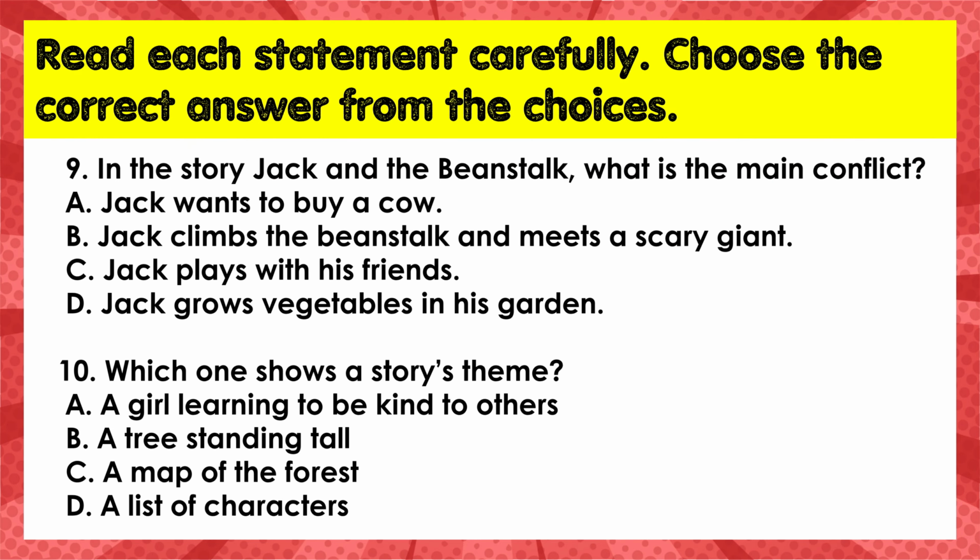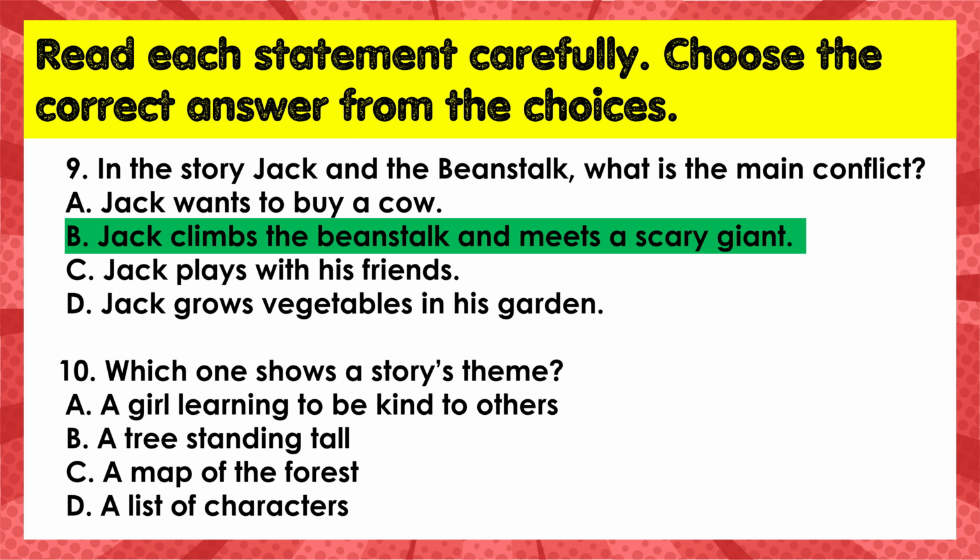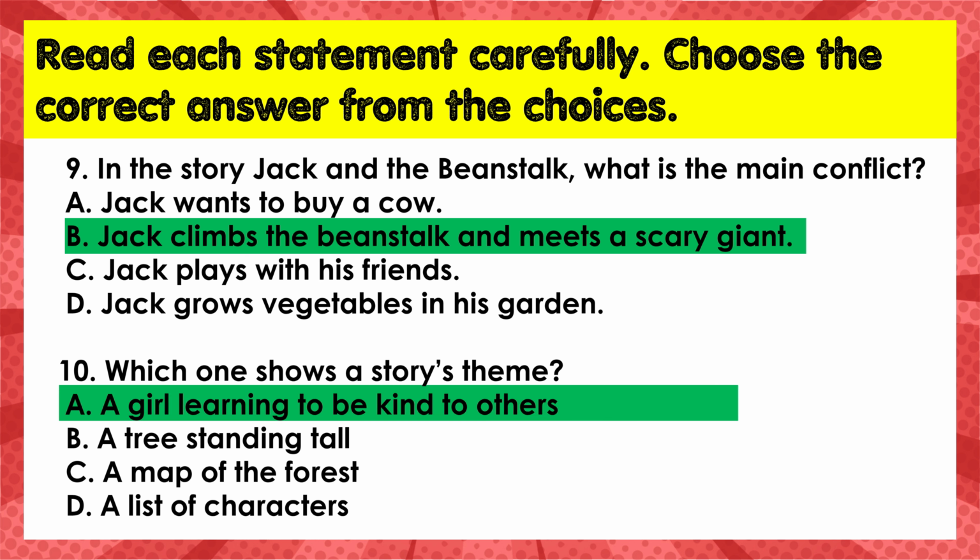Number 9. In the story Jack and the Beanstalk, what is the main conflict? The answer is letter B. Jack climbs the beanstalk and meets a scary giant. Number 10. Which one shows a story's theme? The answer is letter A. A girl learning to be kind to others.